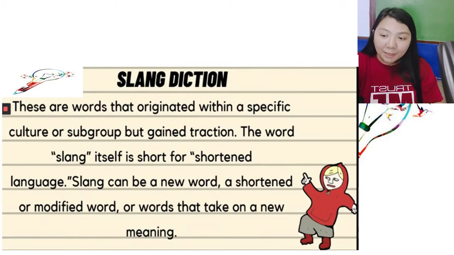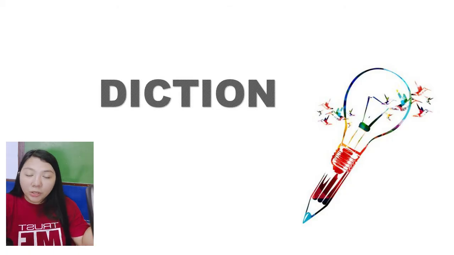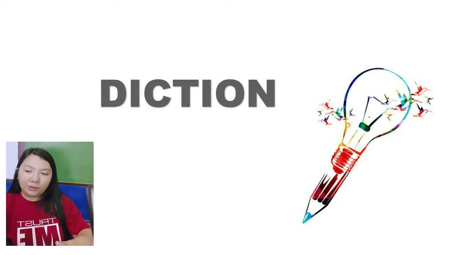So for example, The Outsiders by S.E. Hinton, a novel about the conflict between two groups of kids from opposite sides of town. So he uses slang terms like fuzz for police, woofin for kitten, and heater for gun. Actually new words, so coined slang words. So in the Philippines, we have longsilog, tosilog, diba? Those are coined words from sinangag itlog. Okay, so those are slang.